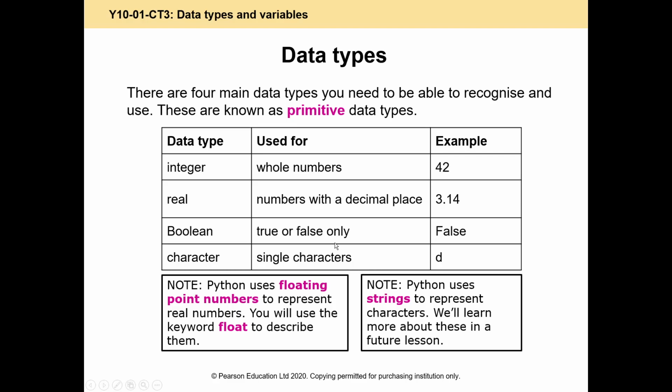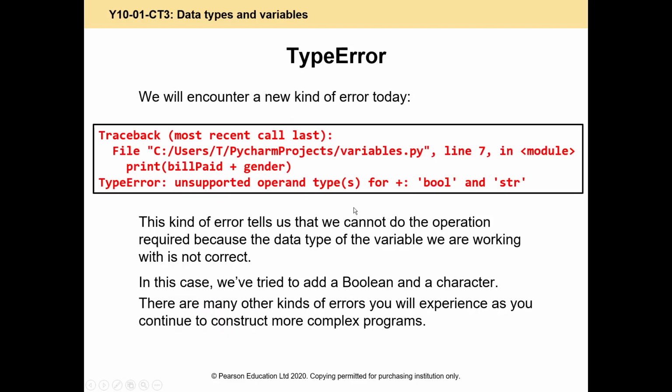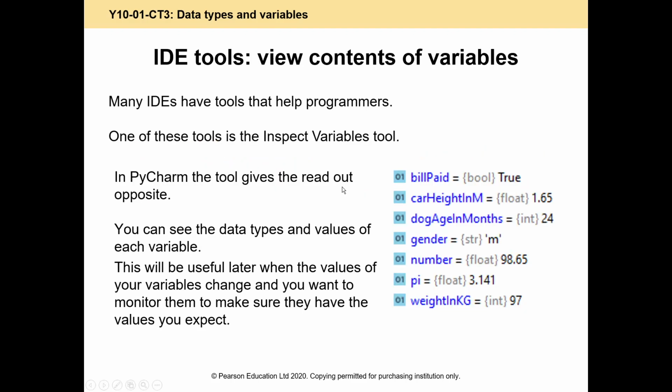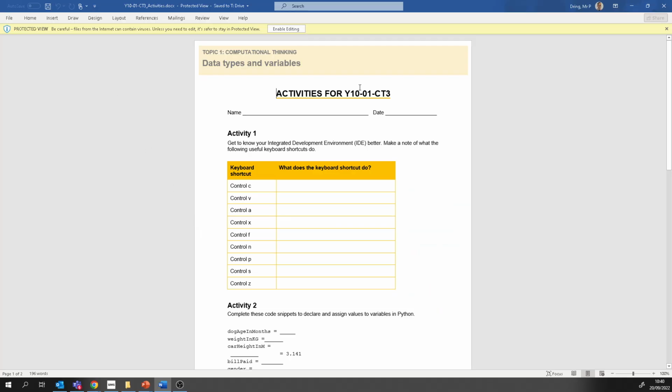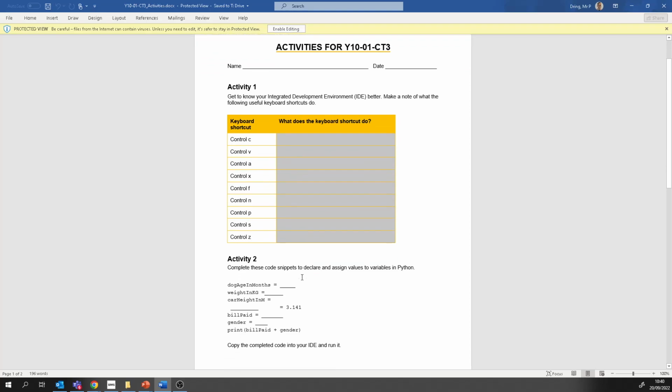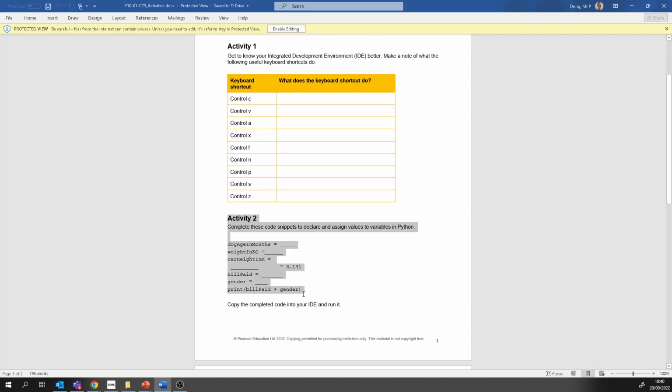So these are the main ones here. If you use the wrong one, then you see this kind of error, which we'll come across quite a lot in today's lesson and learn how to fix it. I want you to be able to use the IDE tools. So your job, please, you need to find your CT3 worksheet from the VLE. First of all, write down as many of these as you can work out what they do. And then open up activity 2 in Thonny.